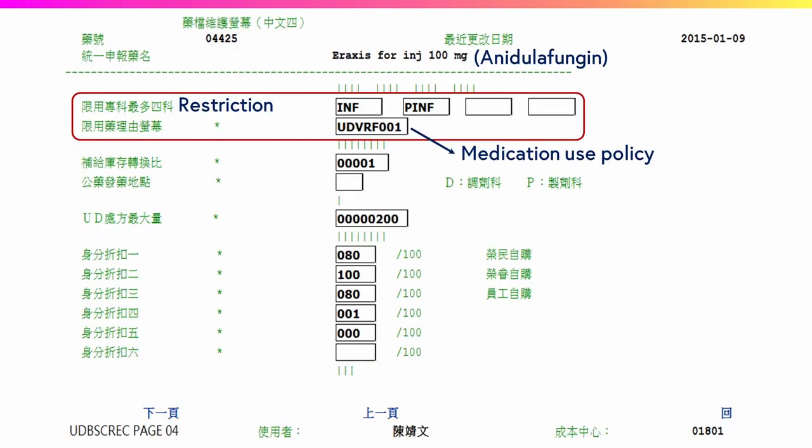This is an example of the drug management screen for pharmacists. In our hospital, the antifungal drug is restricted to certain physician specialties. In this case, the drug is restricted to infection and pediatric infection physicians. Through this mechanism, we can apply the policy of drug use into practice.